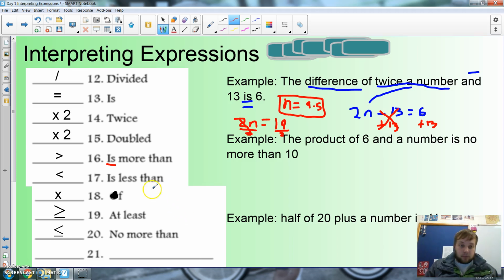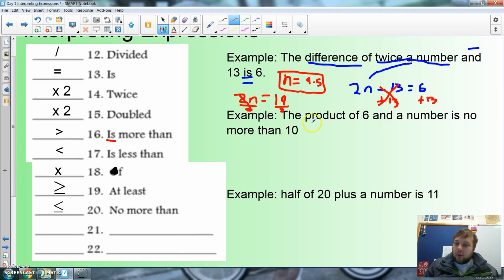Moving on. Okay. The product. Ooh, the product. Where's the and? Right here. Product. So I've got to put times of 6 and a number. So that means 6 and a number. So I'm going to go 6 times n is, which means equals, right? No more than 10. Ooh, no more than 10. So that means it's got to be less than, right? Because it can't be more than 10. So it's going to be less than 10.